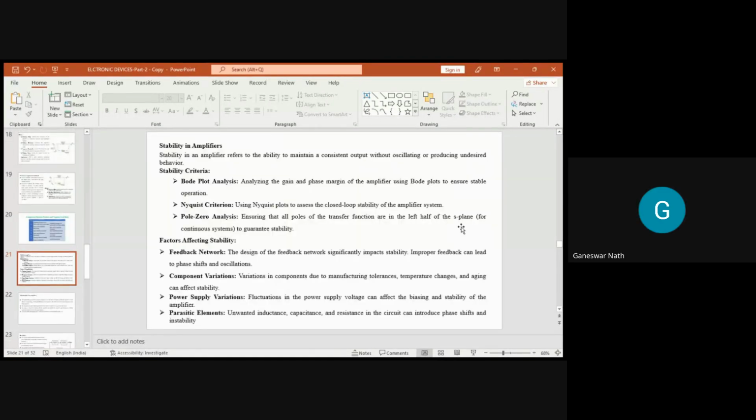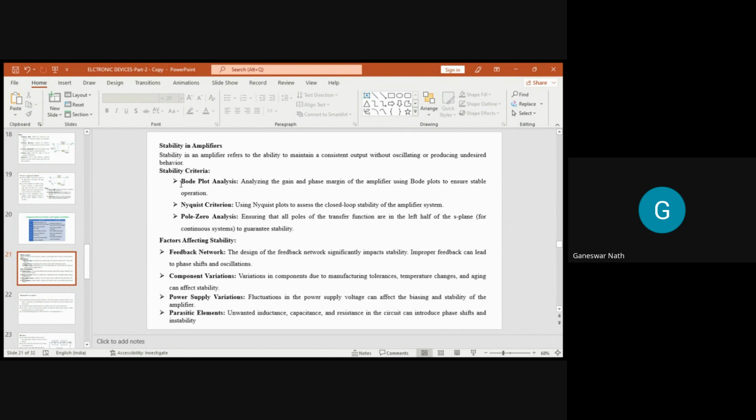Okay. Now, another factor is stability. So what is stability? Stability in an amplifier refers to the ability to maintain a consistent output. Sometimes you can find fluctuation. That is why for operating many devices you need a stabilizer. To maintain stability in the supply, we must need a stabilizer. Similarly, in amplification we need stability, or a stabilized output, to maintain a consistent output without oscillating or producing undesired behavior, which is called stability.